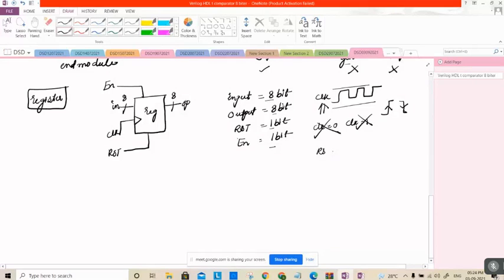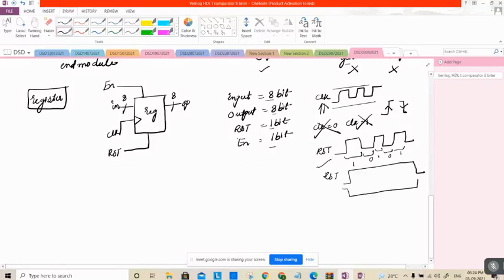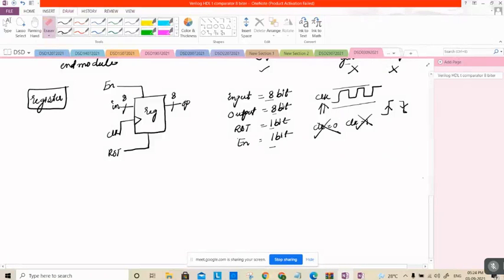Reset can be given in this way also, right? I can give in this way. Reset value. Yes, sir. So for this particular duration, reset will be equal to 1. For this duration, it will be 0. For this duration, it will be 1. Here it is 0. Here it is 1. So in this way, you can give. Or else you can give in this way also, or you may give in this way also. These are the specifications of registers.